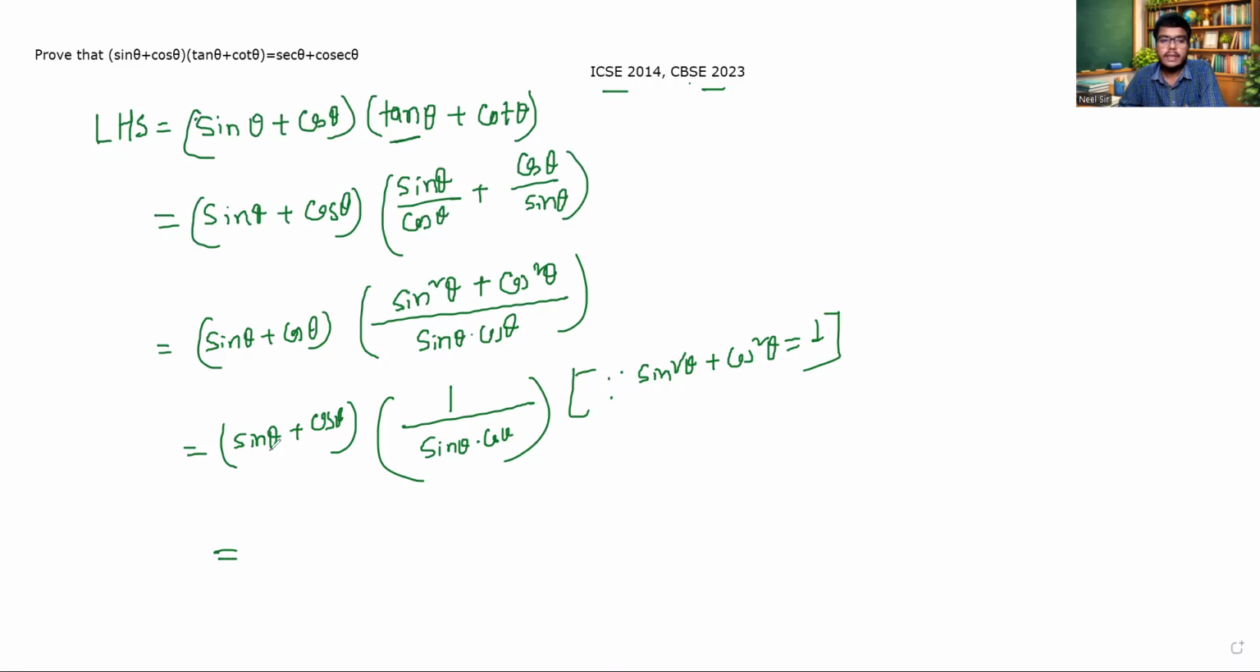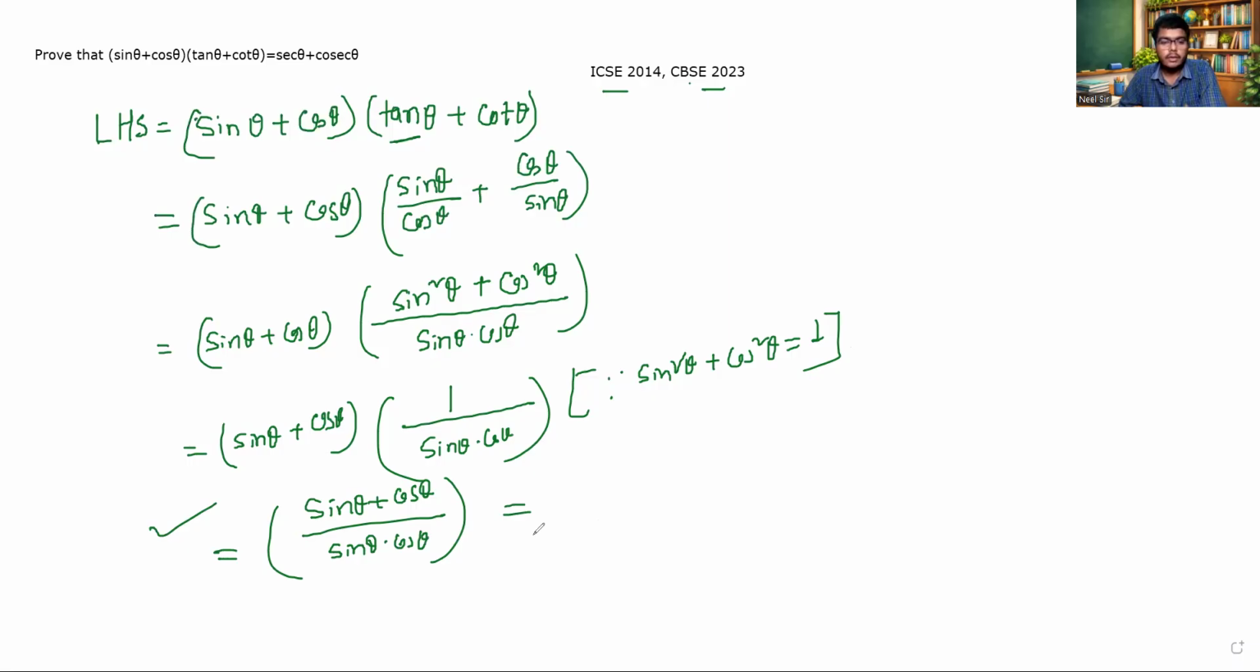Now what we will do? We will just multiply these two terms. What we will get in multiply? We will get sin theta plus cos theta whole divided by sin theta into cos theta. You can skip this step and directly move to the next step. What I will do in the next slide.